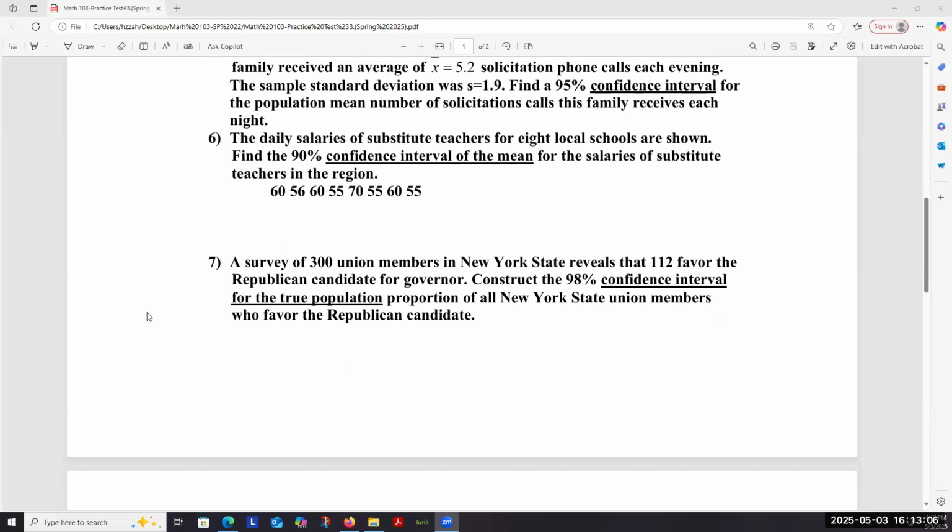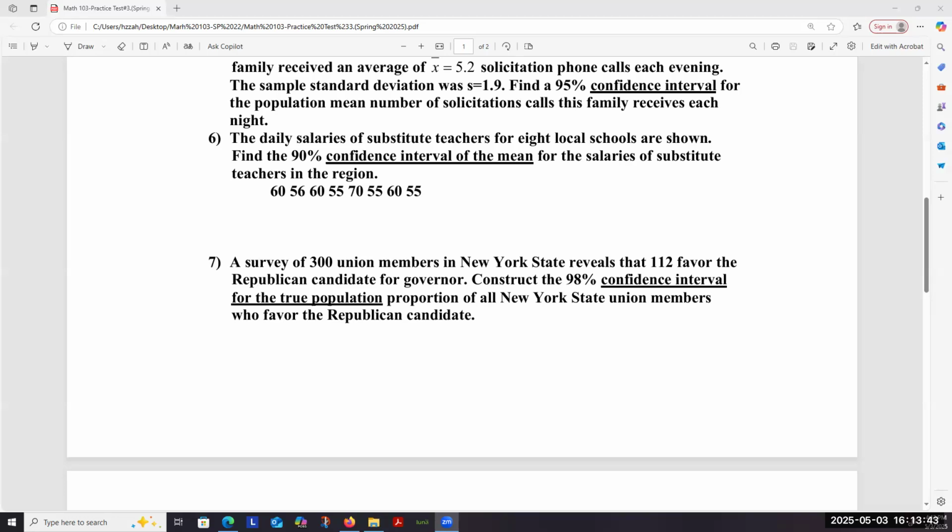In number 7, a survey of 300 union members in New York State reveals that 112 favor a Republican candidate. So the sample size is 300, and the number in your interest, which we call r, is 112. Construct a 98% confidence interval for the population proportion of those members who favor a Republican candidate.